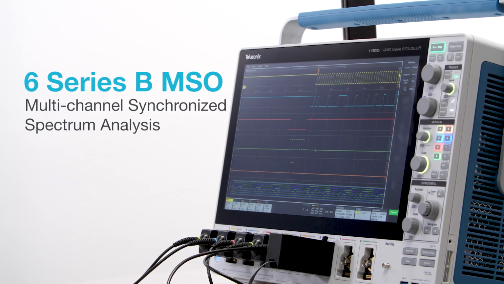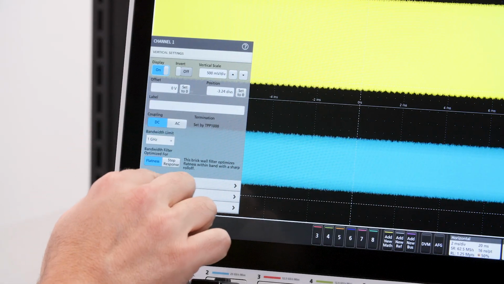Spectrum analysis on the 6 Series B is much more capable than a typical scope FFT. It offers many of the benefits of a spectrum analyzer, but with some key advantages over those too. This board has a spread spectrum clock.